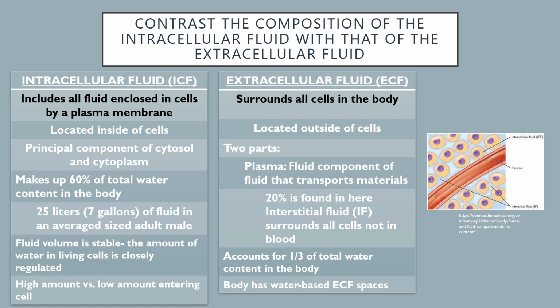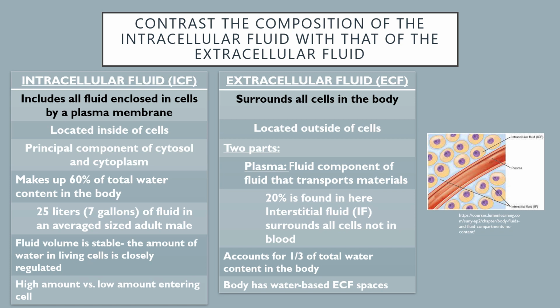Gases, nutrients, and waste materials travel between capillaries and cells through the intracellular fluid. Cells are separated from the intracellular fluid by a selectively permeable cell membrane that helps regulate the passage of materials between the intracellular fluid and the interior of the cell.